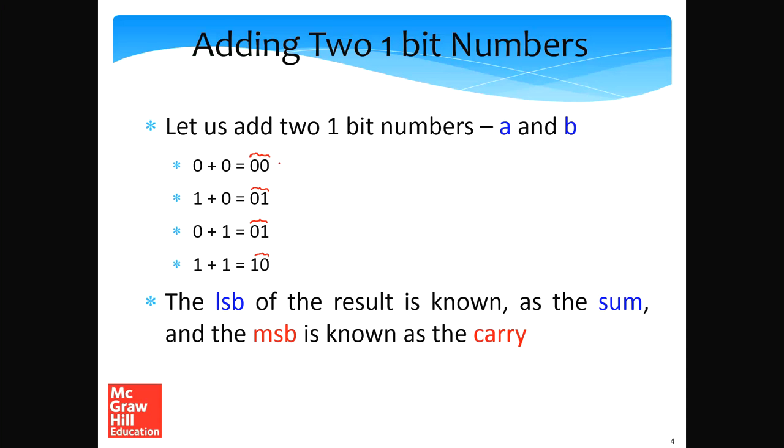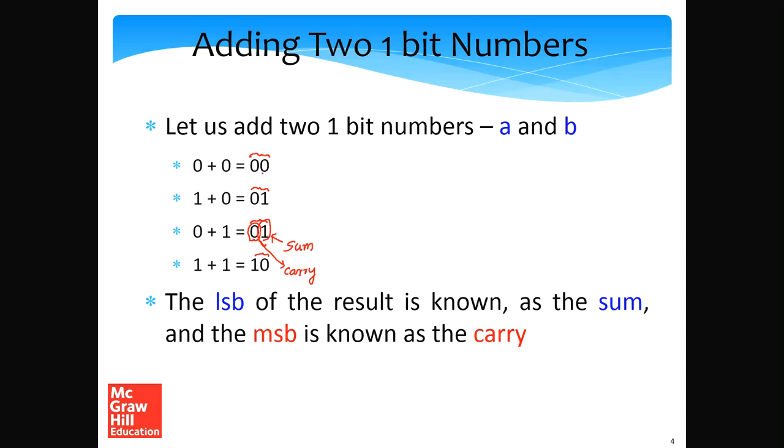So what we see is that for the first 3 results, 1 bit is sufficient. For the last result, we need 2 bits. So pretty much we can say that we add two 1-bit numbers. The final result can take 2 bits. So it's better if we allocate 2 bits. So the least significant bit of the result, so it's a 2-bit result, right? So the least significant bit is known as the sum, and the most significant bit is known as the carry. So we shall see why.